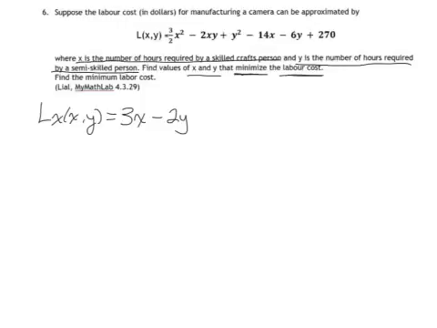Y squared, so y is considered a variable here. We have no x term, or x a variable in that term, so that's just a constant. Derivative is 0. Minus 14x, the derivative there is minus 14. Minus 6y, again, doesn't have an x variable there, so that's just considered as a constant. Derivative there is 0. 270, derivative there is 0.